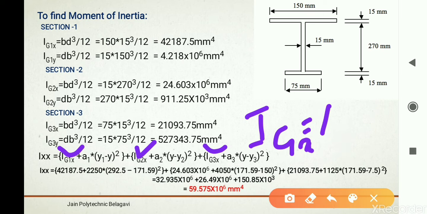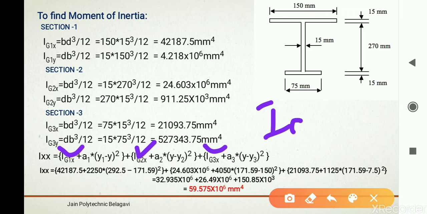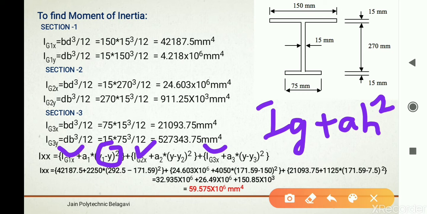First we will try to understand Ig plus AH square, the formula. Here, everywhere this H is calculated, that is y1 minus y bar, y bar minus y2, y bar minus y3. Yes or no? How to calculate these three, we are going to understand here.